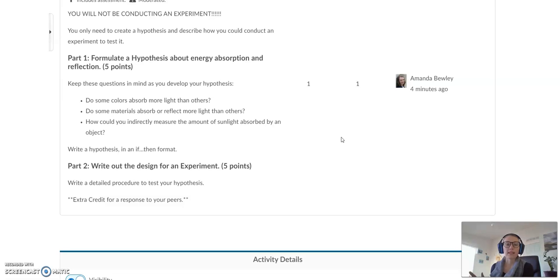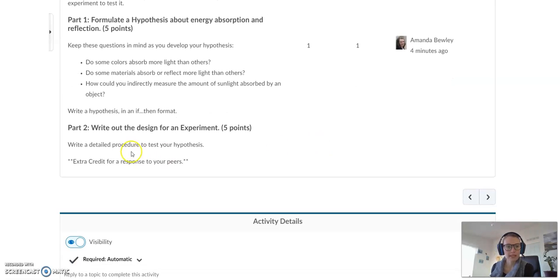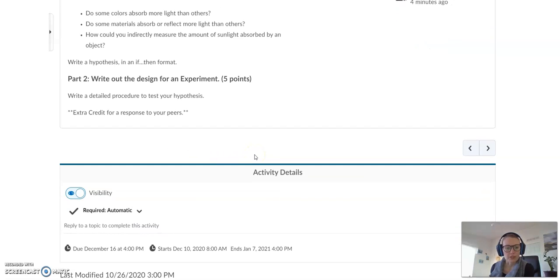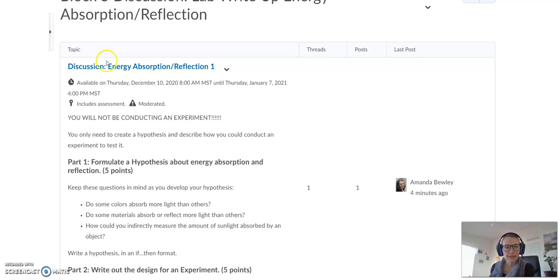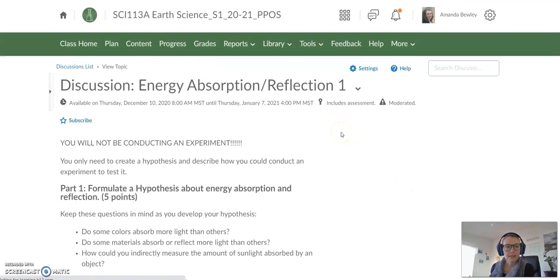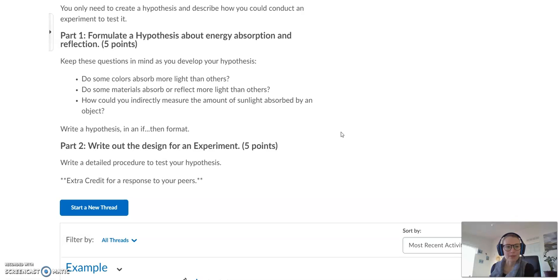So think of things outside. If you need a hint here, what are things that absorb more of the sun's radiation? What are things that absorb less? What are some ways that you could test that? And then you'll write out a design for your experiment. So let me show you my example here. And then maybe you'll think of some of your own hypotheses.